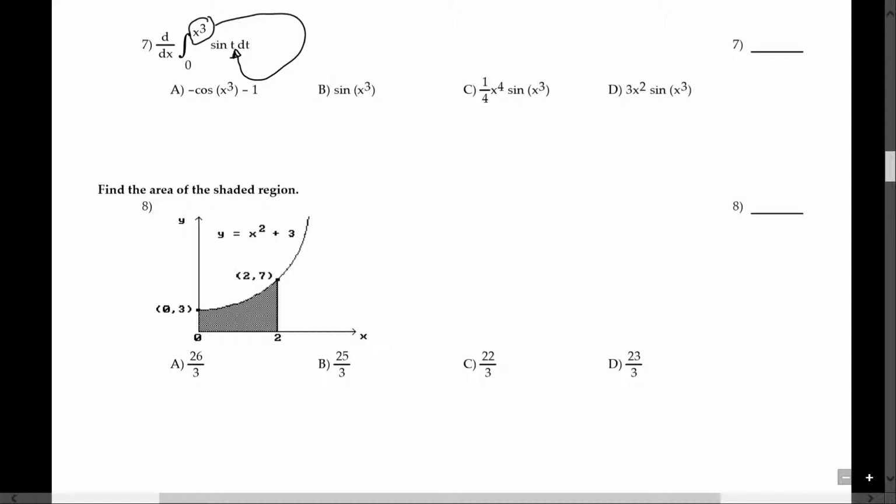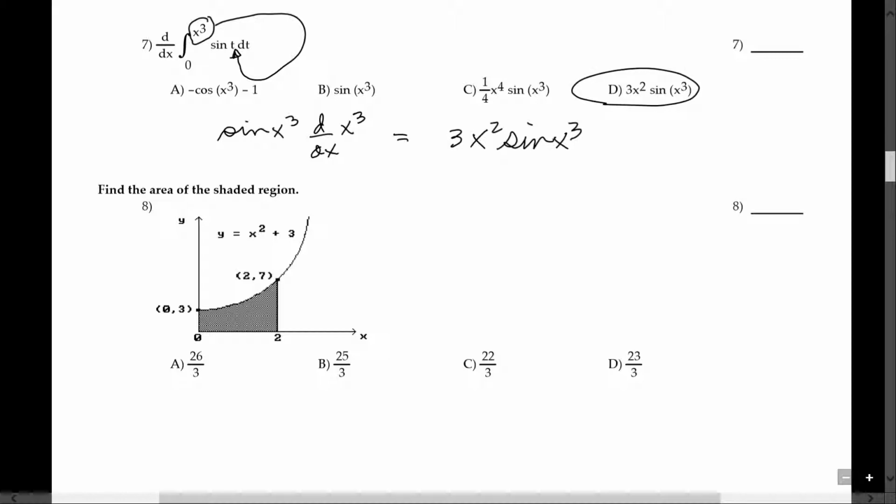And so we get sine of x cubed plus d/dx of the function x cubed. And so this gives us 3x squared sine of x cubed, which is answer D. For version 2 is answer A.